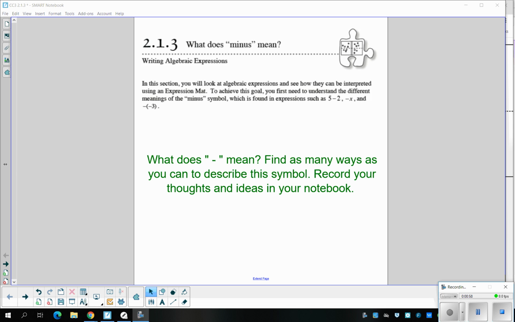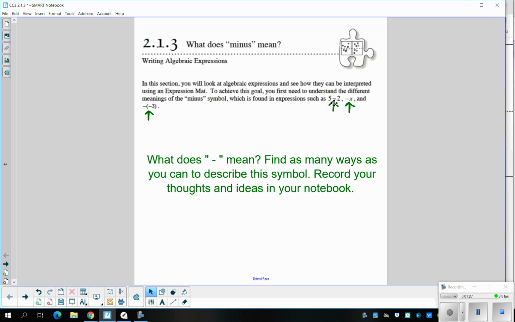So you've seen this minus symbol before, and you've seen it in ways like this, like 5 minus 2, or when it's in front of something like negative x, and then maybe even when it's like this. So what I want you to do first, and this is going to be one of those times, is pause the video and think about what that symbol really means. So maybe think about where you've seen it before and how you've even said it out loud.